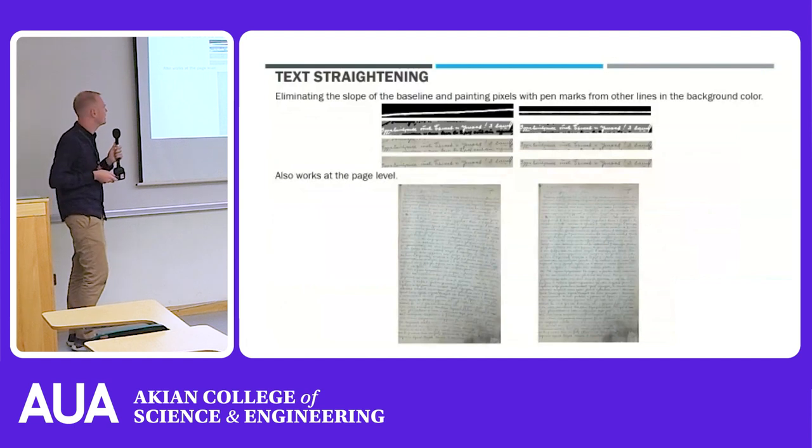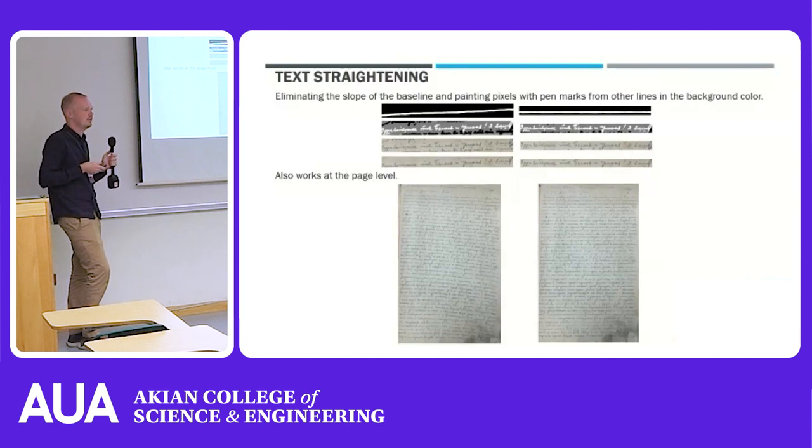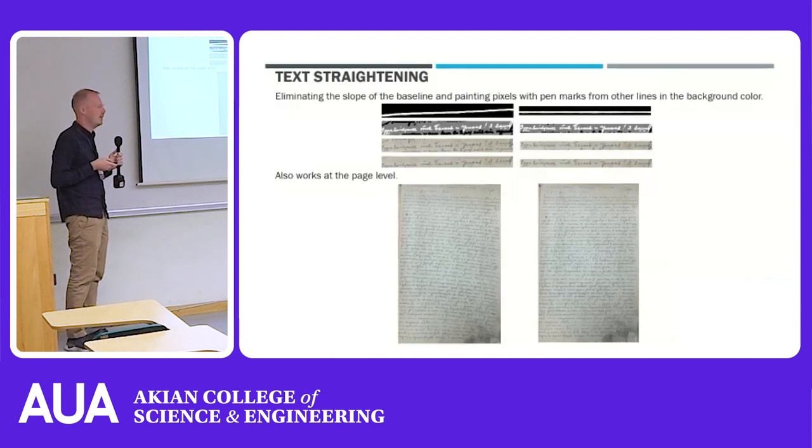Another preprocessing task is text straightening. We have some sort of rotation, some sort of inclination in our text direction, and it is also a simple algorithm. We just need to correct our baseline to make it fully horizontal and to apply the same transformation to our initial colored image. Another very valuable step is to eliminate the portions of pixels related to the pen trace that are informative, but related to other lines.